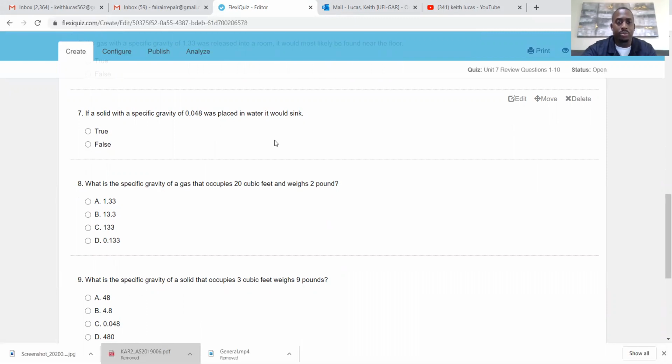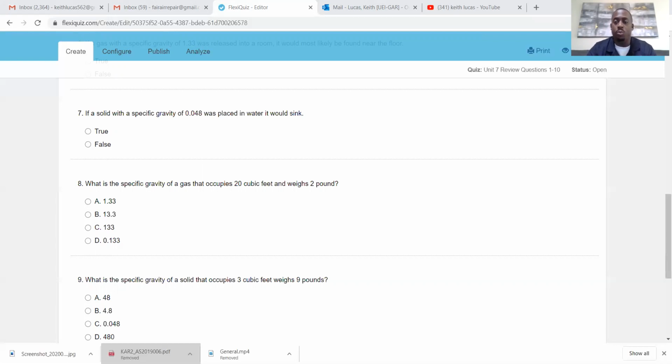Or it would sink. True or false? That would be false. Why? Because 0.048 is a smaller number than 1. And again, if we refer back to our notes, the specific gravity of water is 1. Any number lighter than that will float on water. Any solid with a specific gravity heavier than 1 will sink in water.